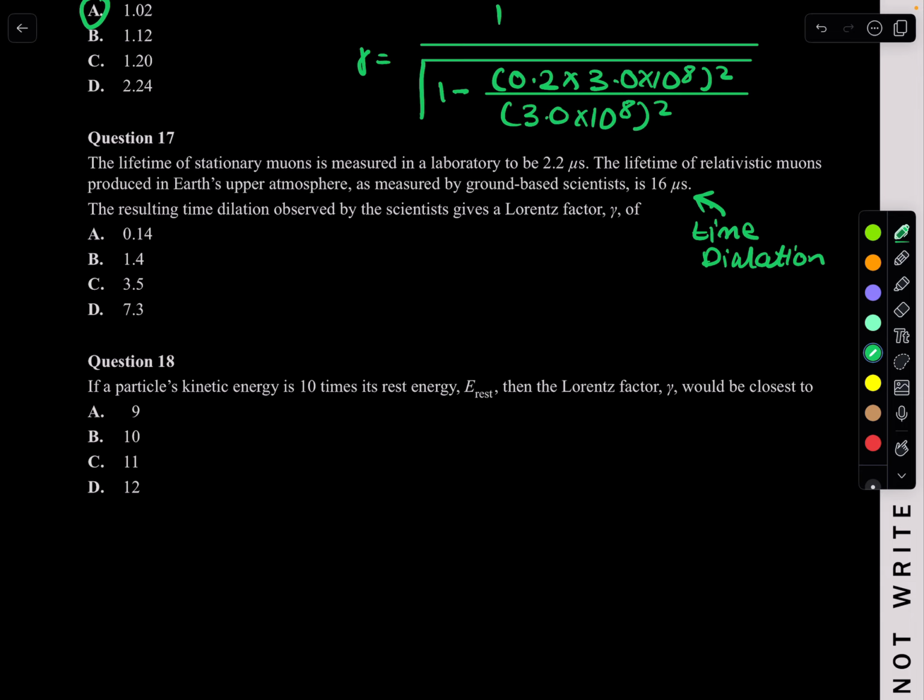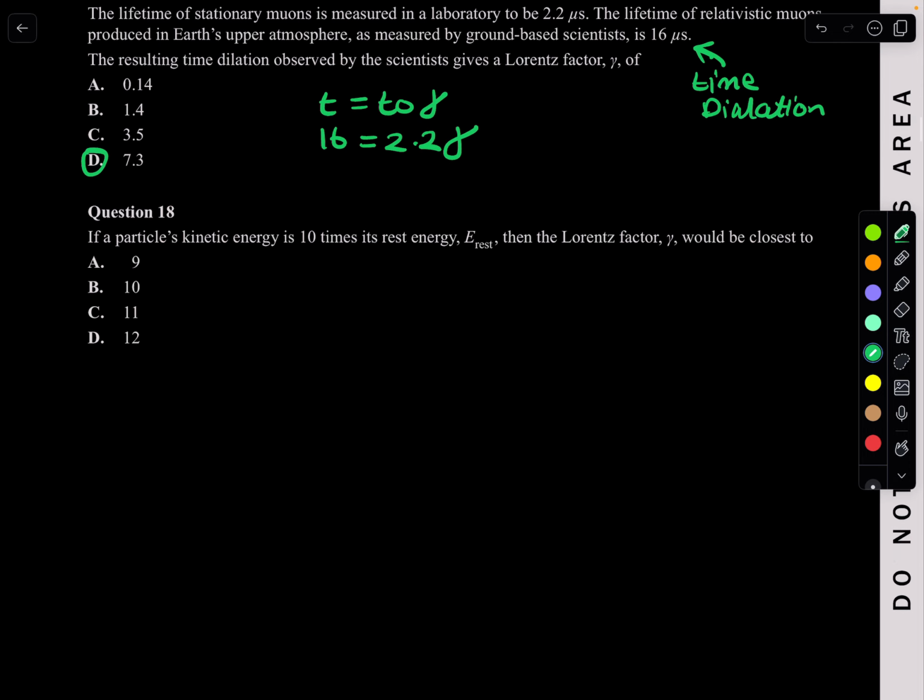Nice and easy. We know that time, t, is equal to proper time times your Lorentz factor. T is the time dilated, which in this case is 16 microseconds, so we can just say 16. T naught is the proper time, which is just 2.2, times your Lorentz factor. So to find your Lorentz factor, it's just 16 divided by 2.2, which gives me 7.3. The easy answer.